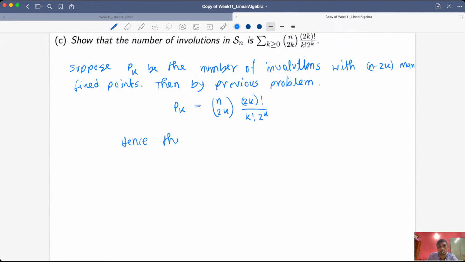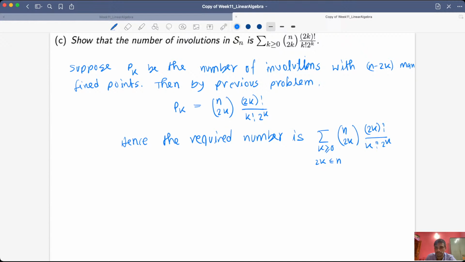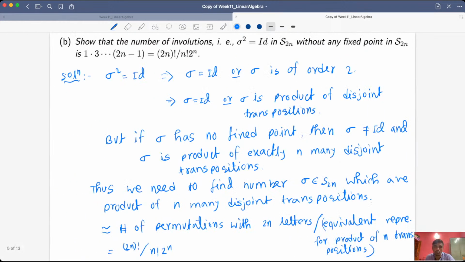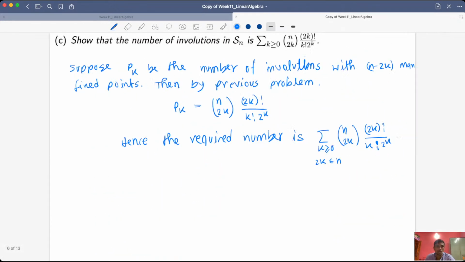Hence the required number is the sum over k greater than or equal to 0, with 2k less than or equal to n, of n choose 2k times 2k factorial by k factorial into 2 power k. Okay, so this is just a kind of corollary of this thing. Now let's go to the next one.